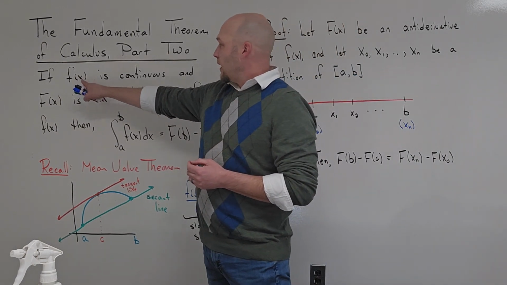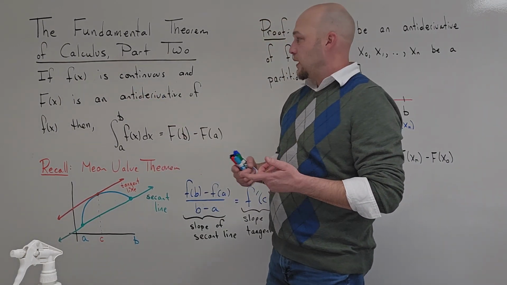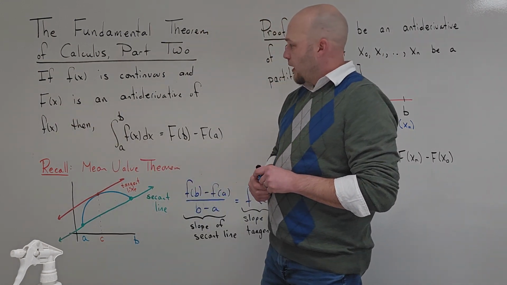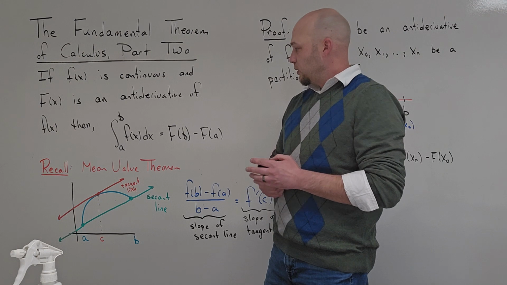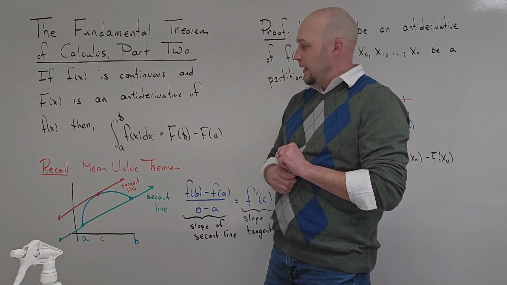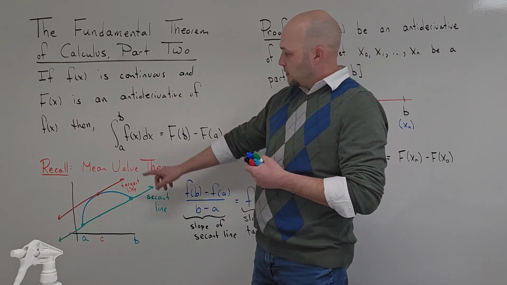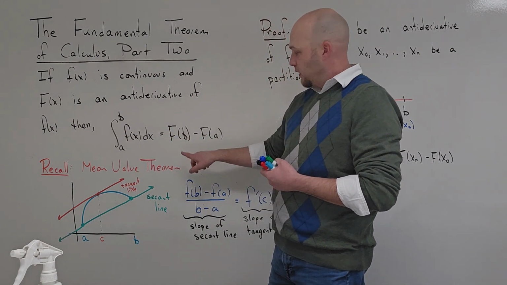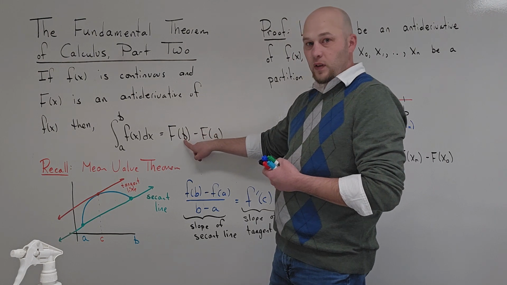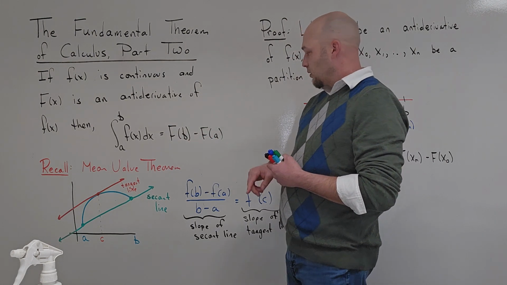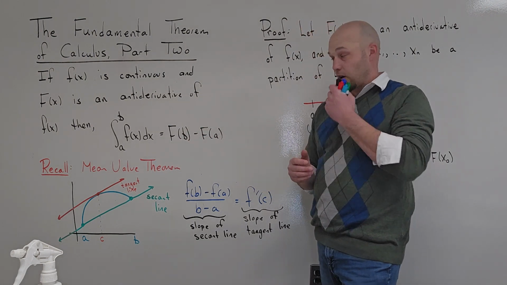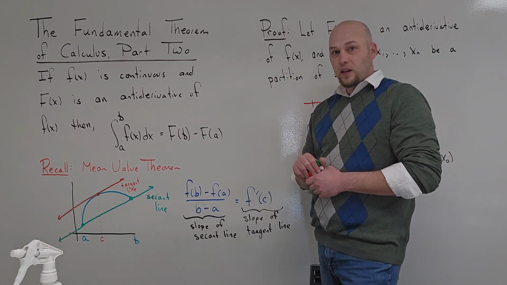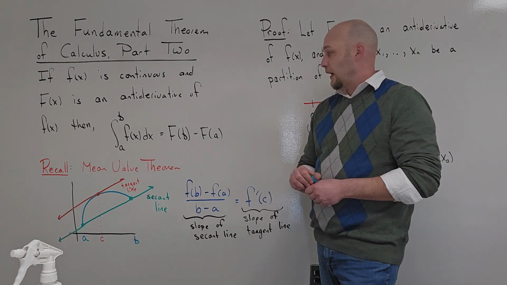If lowercase f is a continuous function, is any continuous function, and capital F is an antiderivative, then the fundamental theorem of calculus part 2, the conclusion, tells me how to evaluate a definite integral. This says that the integral from a to b of f is the antiderivative evaluated at the upper limit of integration minus the antiderivative evaluated at the lower limit of integration. Again, that tells me that to evaluate a definite integral, the hard part is just to find an antiderivative.